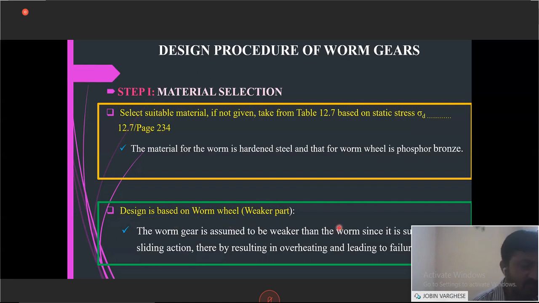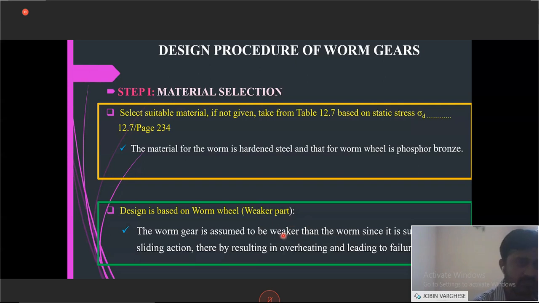The reason is that the worm wheel always slides over the worm, because of the structure and the helix angle. As a result of rubbing, heating happens, overheating happens, which leads to failure. When heat happens, there will be changes in the strength of the material, and failure may happen. So obviously, the additional factor which we have to calculate in the case of the worm wheel is the heat which is dissipated and generated.